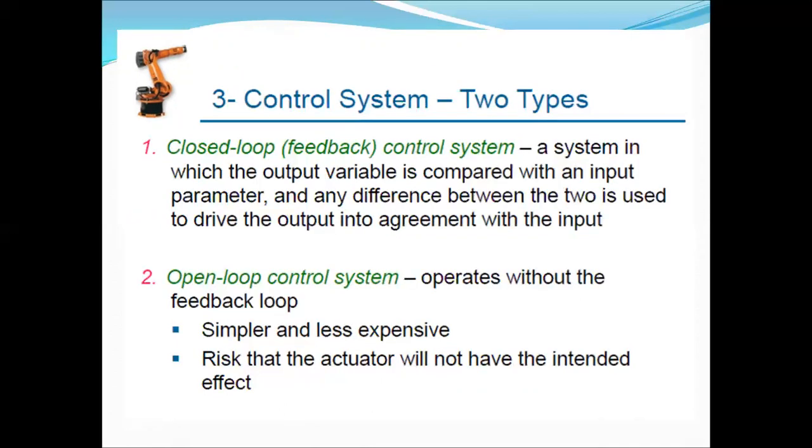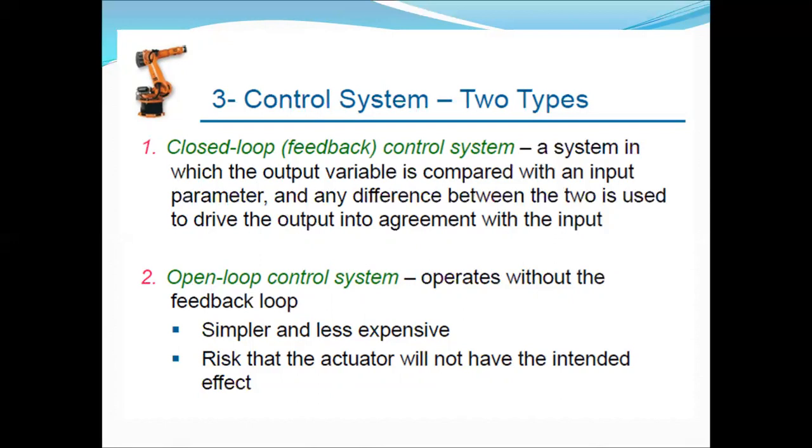Okay, control systems are not new for you. There are two types of control systems. One is the closed loop or feedback control system. The second one is the open loop control system. See, in a closed loop system, when we compare the output with the input parameters, and if there is any difference or error between the two, it can be easily controlled, right? It can be compared and controlled.